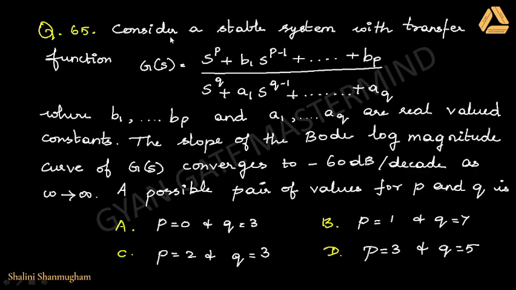Coming to the 65th question, consider a stable system with transfer function G(s), where b1, b2, etc. and a are the coefficients, real valued constants. The slope of the Bode log magnitude curve of G(s) converges to minus 60 decibels per decade as omega goes to infinity. A possible pair of values for p and q are. So we have to find the possible values for p and q. So p is the number of zeros, q is the number of poles.